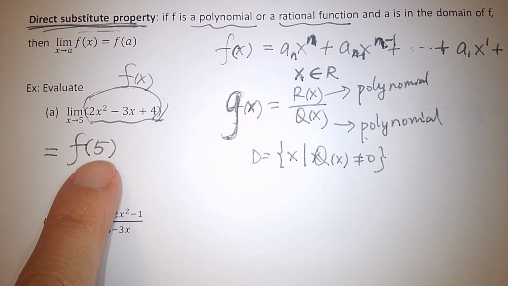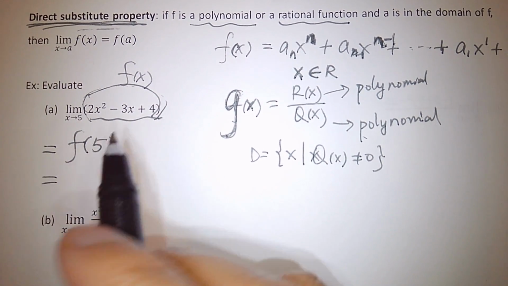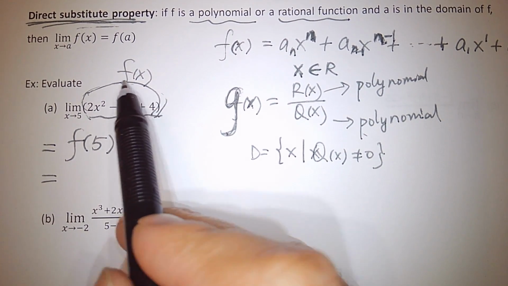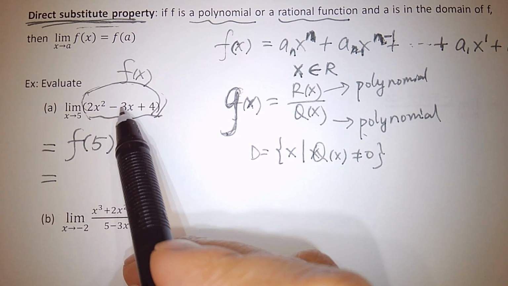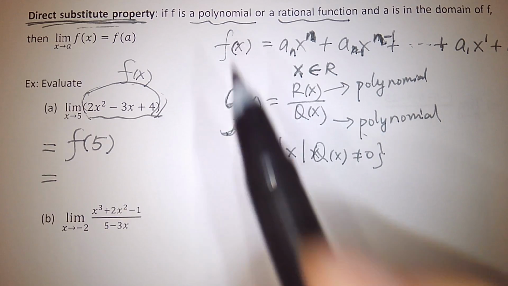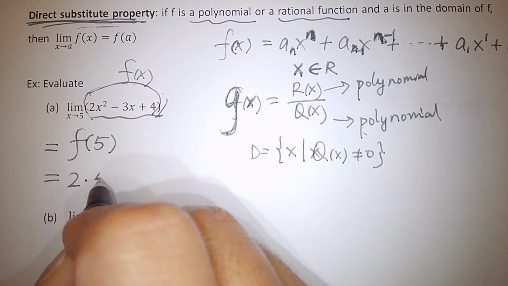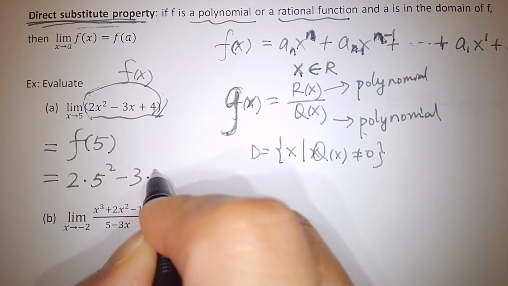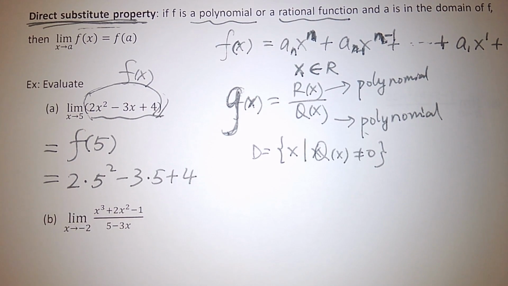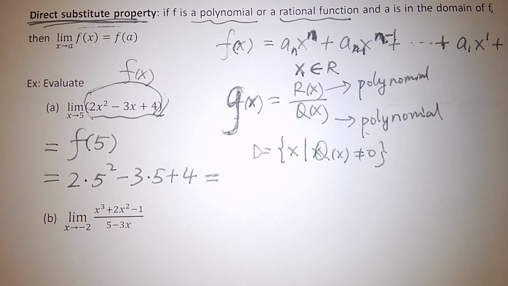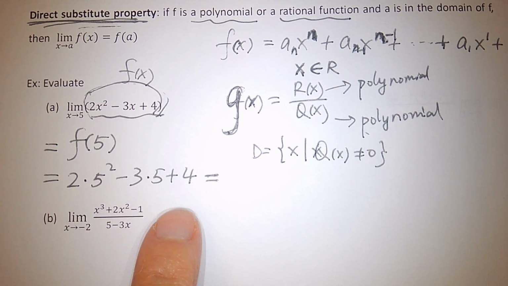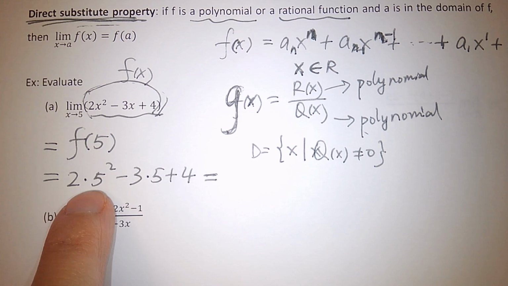So f of 5 means when x equals 5, what is the value of this function? Replace every x by 5 directly, so 2 times 5 squared minus 3 times 5 plus 4. Can you give me an answer, please? 39. 39? That's what I think, yeah.